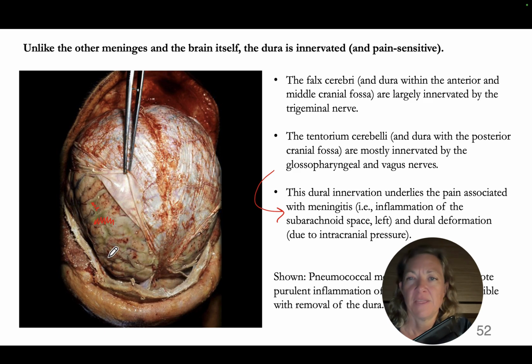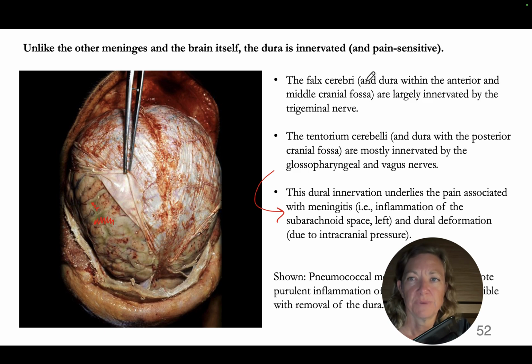And so the dural innervation underlies the pain of meningitis and the dural deformation that people experience due to increases in intracranial pressure. So when people have this horrific headache associated with hemorrhage, like subarachnoid hemorrhage particularly, or epidural hematoma, where it's arterial bleeding and the dura is becoming deformed, it's dural innervation that is creating that pain signal.